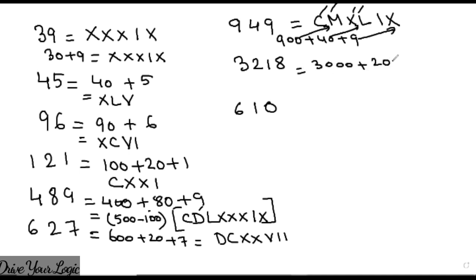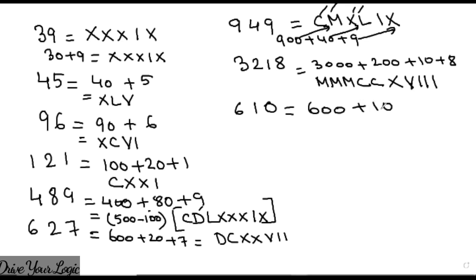3000 plus 200 plus 10 plus 8. 3000. So 1000 means M, MMM. Only 3 times can you write it. Okay. Then comes 200, CC. 10, X. 8, VIII. So it's longer, but don't be afraid. If you write it stepwise, you will never make a mistake. That is the main motive of these sums. Okay, 600 is DC and 10.